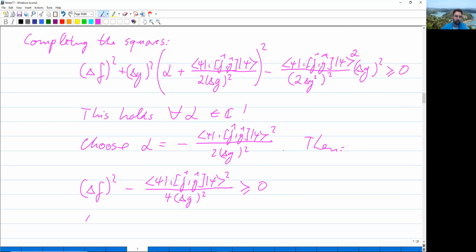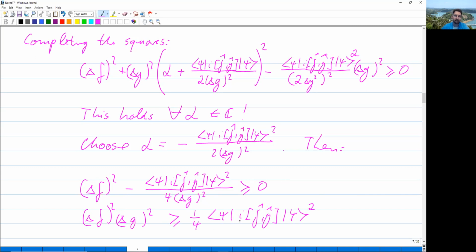Therefore, we have delta f squared. If we multiply the entire equation with delta g squared, we obtain that delta g squared here is larger or equal to, now we throw that on the other side, 1/4, and then the expectation value in psi of the commutator of f hat and g hat, squared.